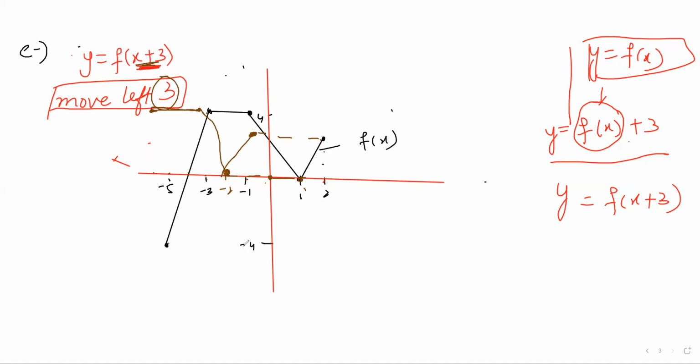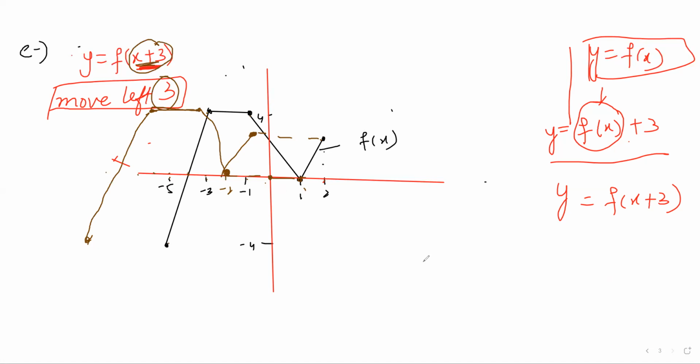It was on -8. -5, so -6, -7, -8 is going to come over here. Okay. The brown graph is the new graph. Okay, I'm getting it now. So what is happening is, when it says x plus 3 over here, you're going to move left with the 3 units.